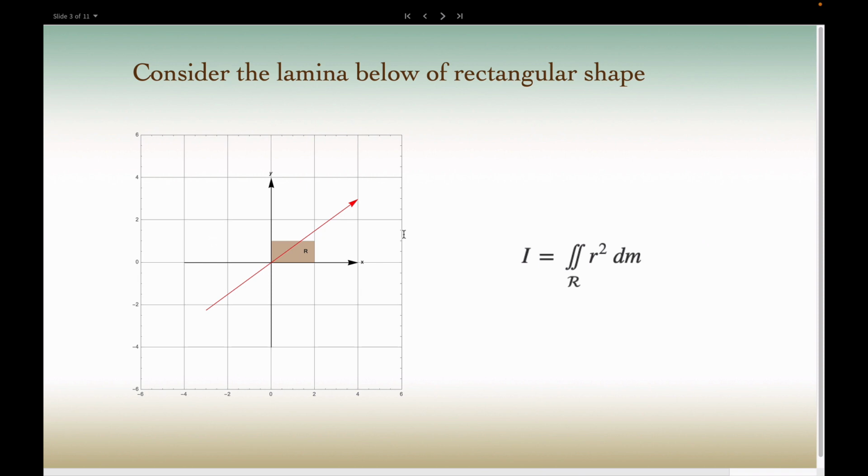Now, in the case of a lamina, for example, this rectangular lamina that we show here, to compute the moment of inertia for this about some axis, we're going to consider the lamina to be a continuum of infinitesimal masses of quantity dm. So to compute the moment of inertia, we take each infinitesimal mass multiplied by the distance squared to the axis that we're using, and then you sum all of these up over the region occupied by the lamina.